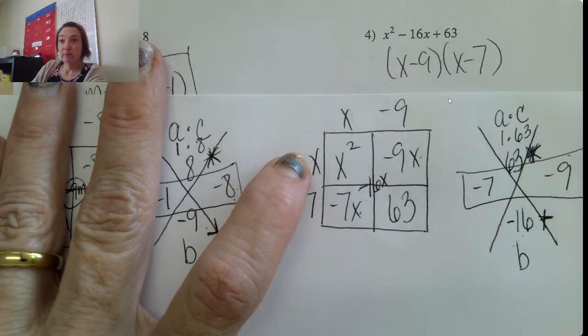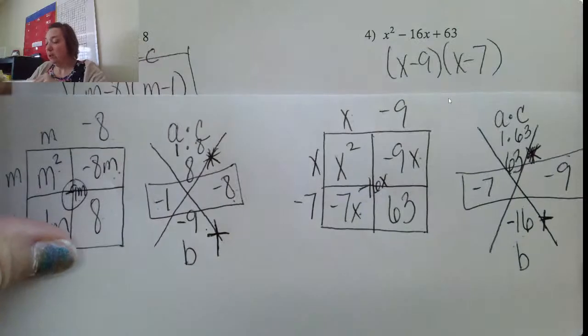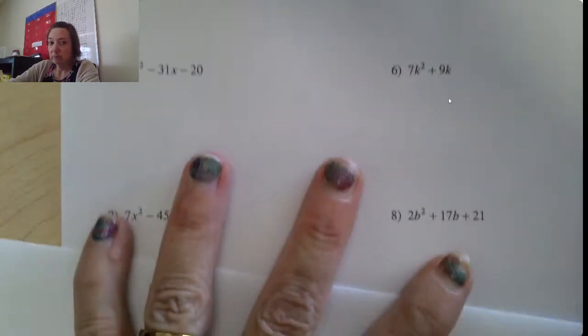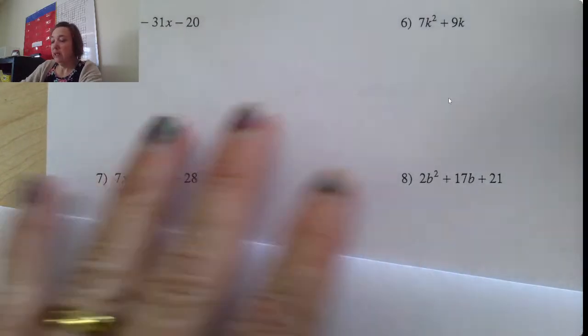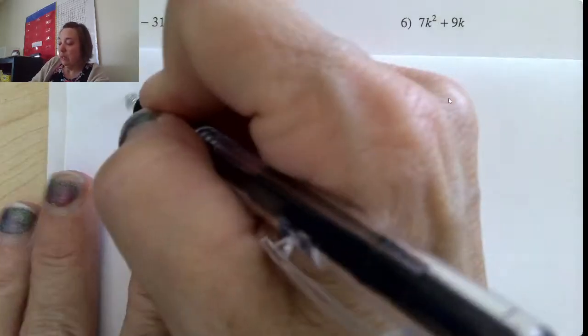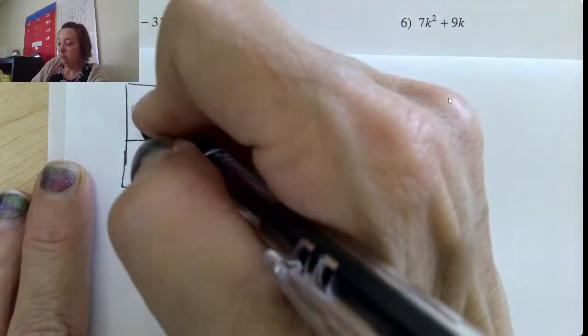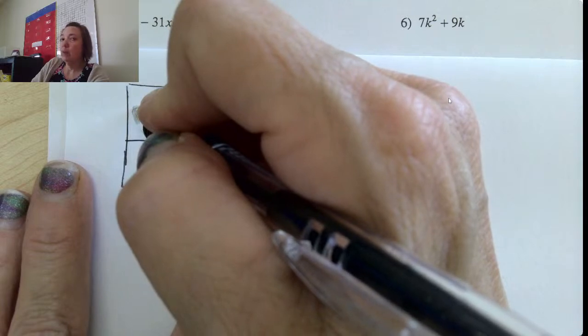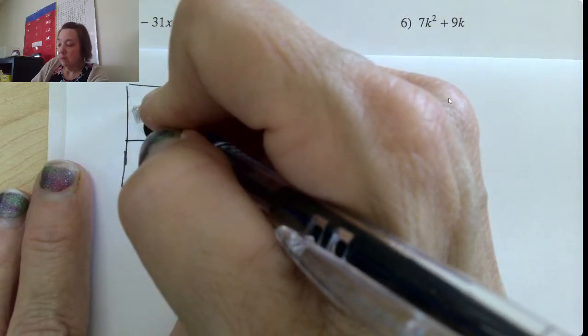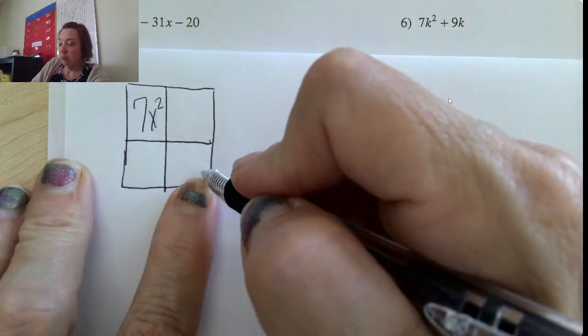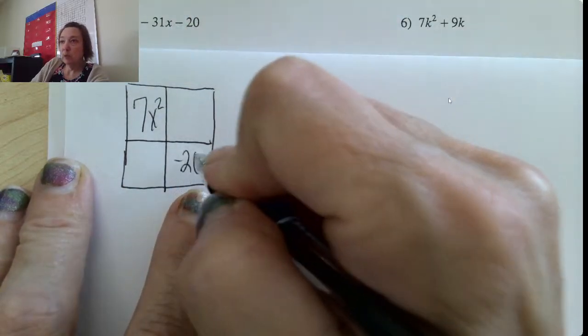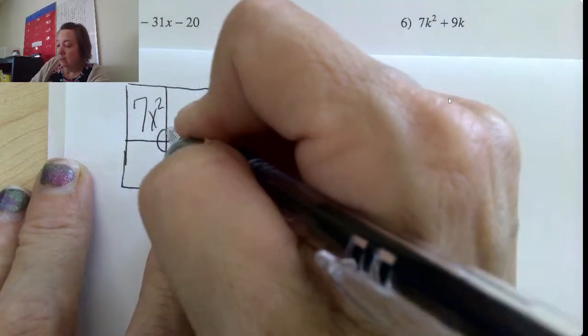They get a little harder. Okay, but we learned this new method for the very thing we're about to do, which is the harder ones. Okay, so let's look at number 5. So let's build that box, right? What goes up here in this top corner? You're probably going to want 7x squared. What goes down here in this bottom corner? Negative 20. And then that negative 31x.